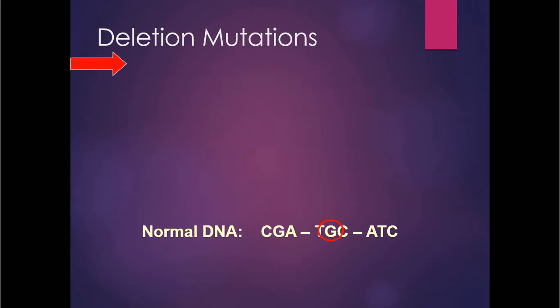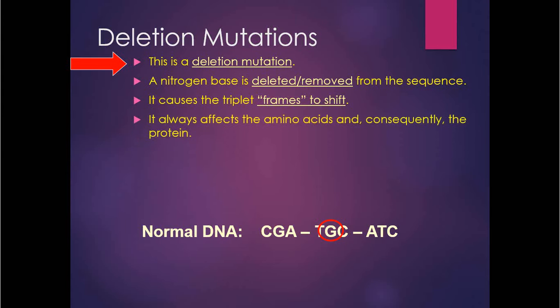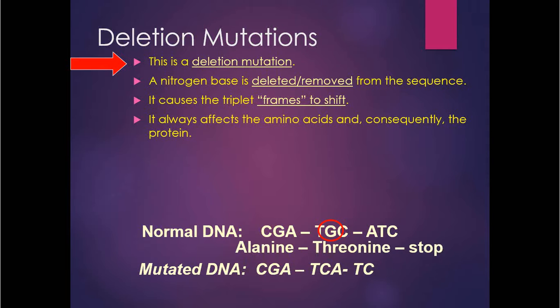In deletion mutation, basically nitrogenous bases are added or removed from the sequence, resulting in the triplet frame to shift. It always affects the amino acid and consequently the protein. This is alanine, threonine and stop codon, while when one of the bases is deleted, the new sequence will become alanine and this will code for serine.